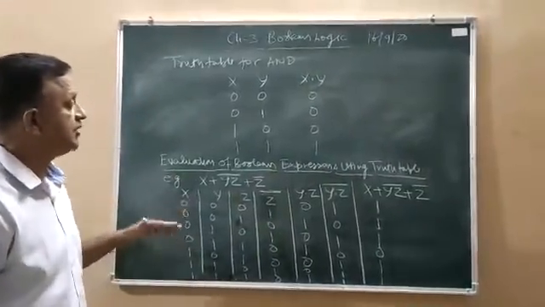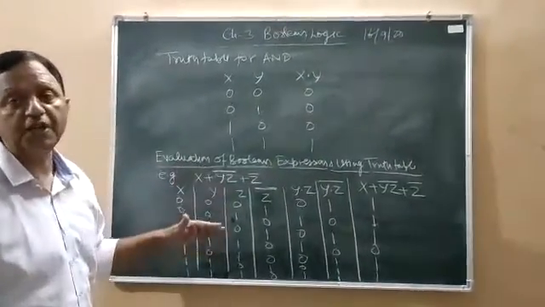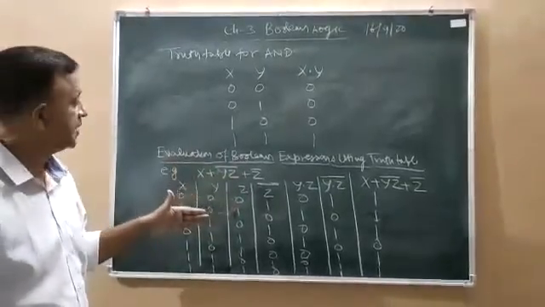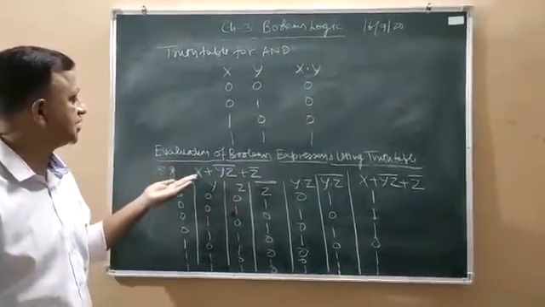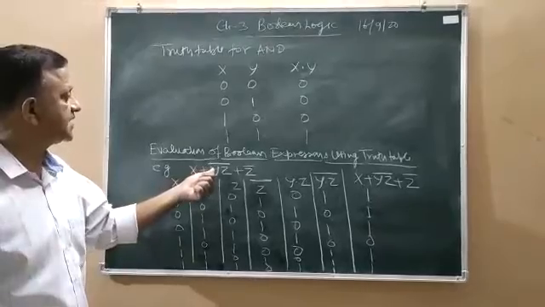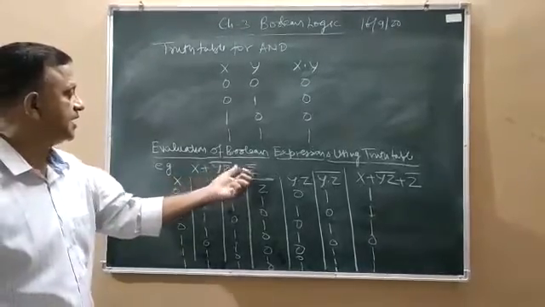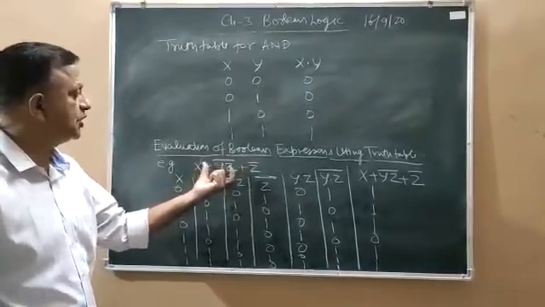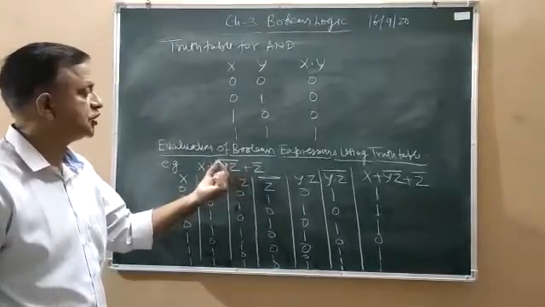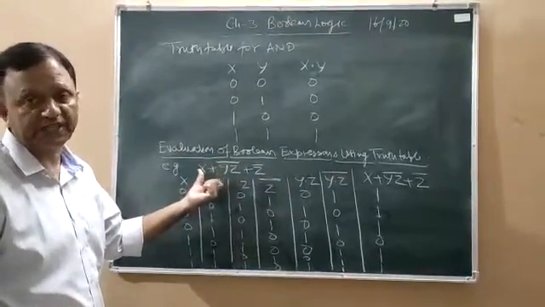Now, how do we evaluate a Boolean expression by using a truth table? Now we are taking one expression here, x plus y z bar plus z bar. So by this expression we come to know that there are three variables, so the possible combinations would be 8.